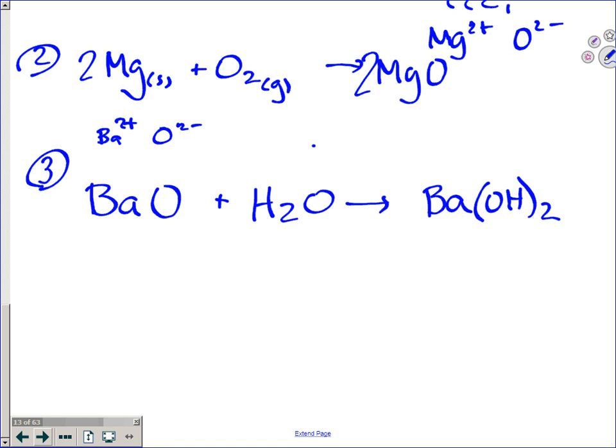You need to look at your foldables. You don't have these in your head. You need to see your foldables. Metal oxides.